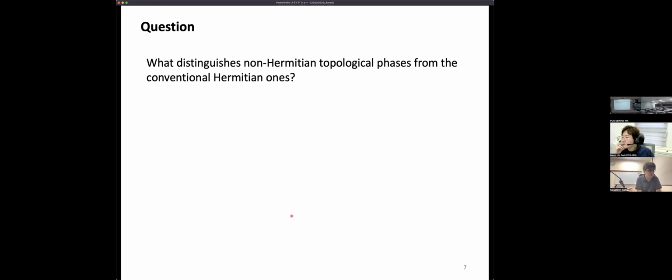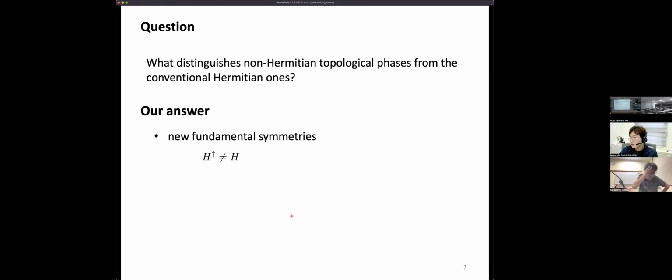So the natural question is the following. What distinguishes the non-Hermitian topological phases from the conventional Hermitian ones? And our answer is the following. First, a distinct feature in non-Hermitian topological phases is the presence of new fundamental symmetries. Actually, from the definition, the Hermitian conjugation of the Hamiltonian is different from the original Hamiltonian. So if you take the transpose of this relation, we have these relations. So complex conjugation of the Hamiltonian is different from the transpose of the Hamiltonian.